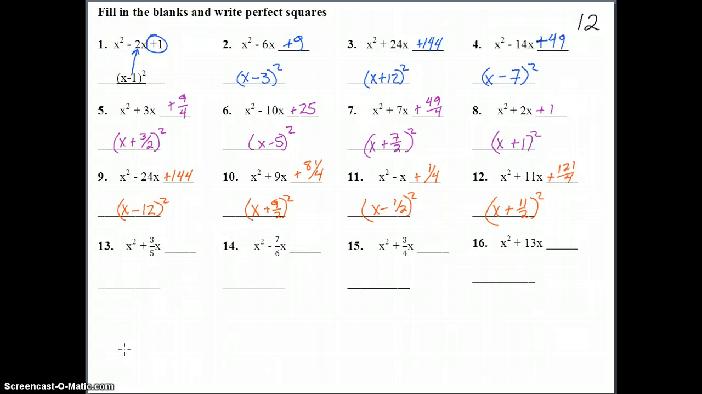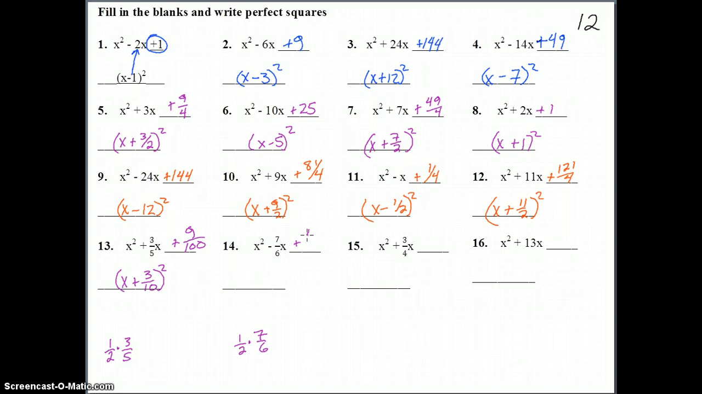So half of this one's going to be a little bit tougher. This is 1/2 times 3/5. Half of 3/5 is 3/10. So we get x plus 3/10 is what we're trying to make here, altogether squared. So we have to add 9/100. Half of 7/6. Again, we take half of 7/6, and that would give us 7/12.